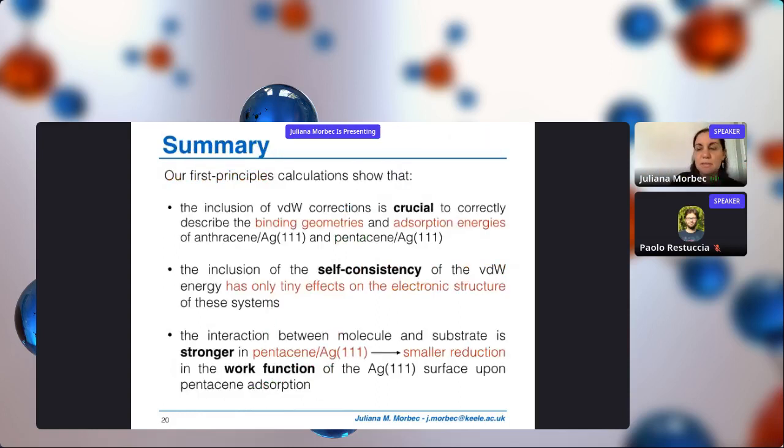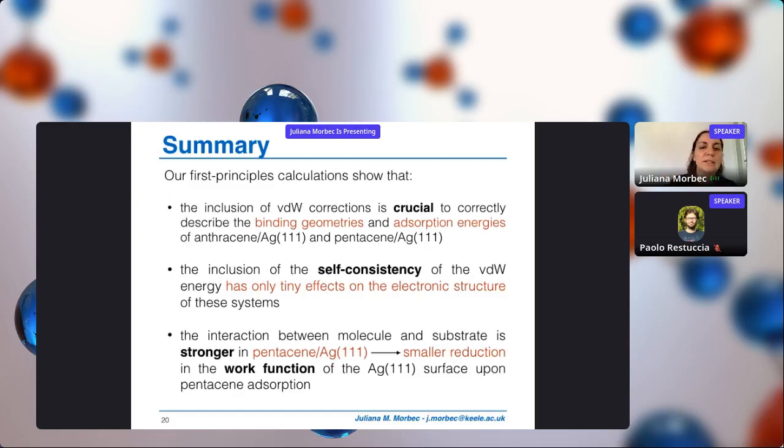So this brings me to my summary. I think I made it on time. So we observed here in our study of anthracene and pentacene on surfaces that the inclusion of van der Waals correction is crucial to describe correctly binding energies and binding geometries for the systems. I didn't discuss this part about self-consistency very well, but I skipped very quickly there. But you saw that when you include self-consistent correction, you have just one little tiny effect in the electronic structure, so it's really not very relevant.